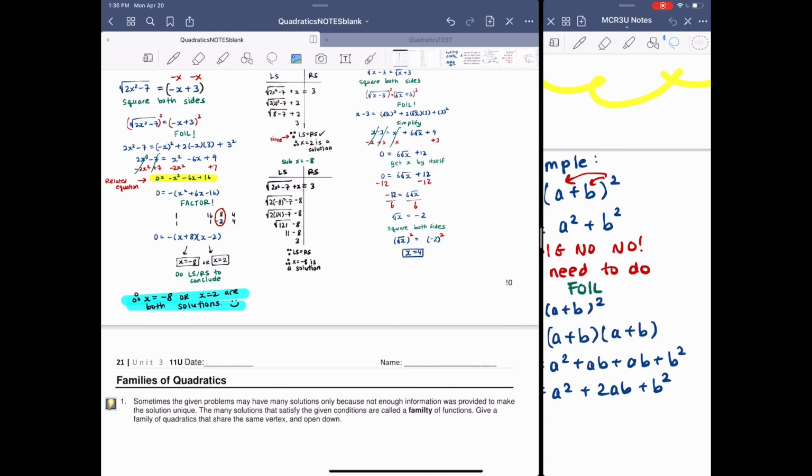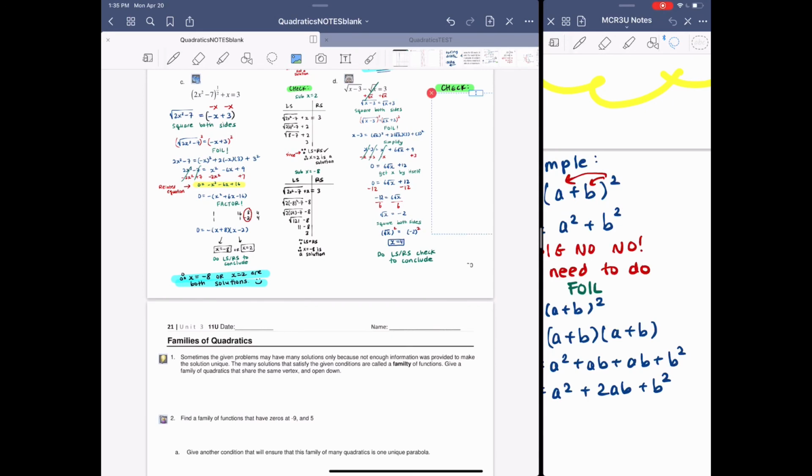So I'm not done yet. I need to check by doing the left side, right side check to conclude. So on this side, I have sub in x equals 4. I'm going to write down the equation once. I'm going to plug in 4 every time I see the x. And I get square root 4 minus 2, which is equal to 2 minus 2... wait, I get square root 1 minus 2, which is equal to 1 minus 2, which is equal to negative 1. Notice that the two sides do not equal.